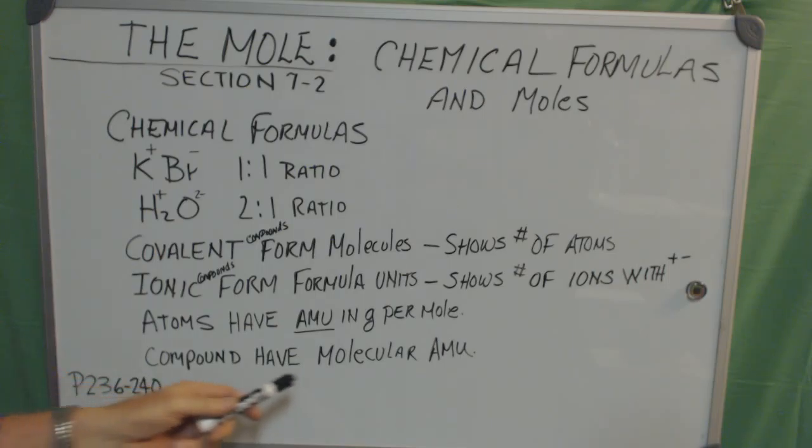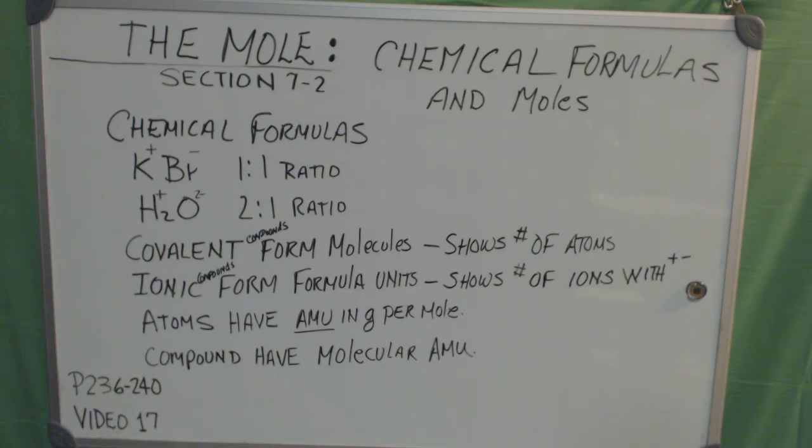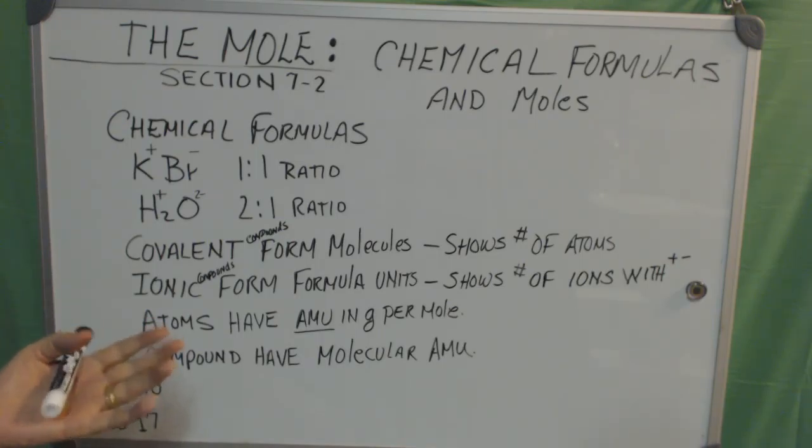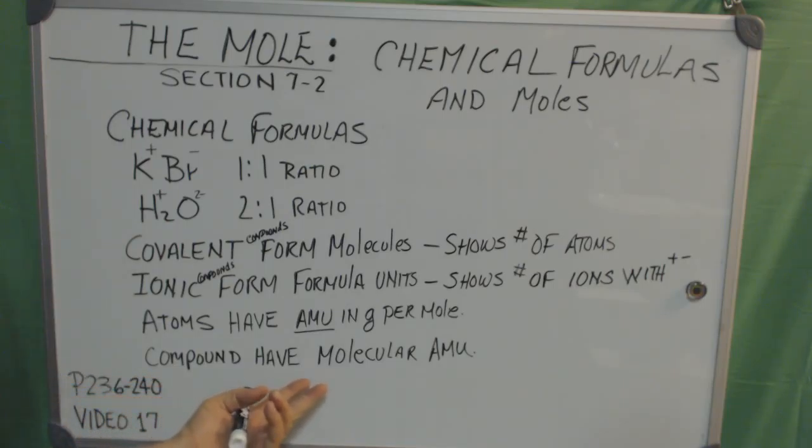Compounds have molecular mass. That means we have to add up all of the atoms' atomic masses to arrive at the molecular mass, and that would be the weight of 1 mole of this compound. So you can see I'd have to add several moles of different elements in order to get 1 mole of a molecular compound. I think that kind of covers the introduction.